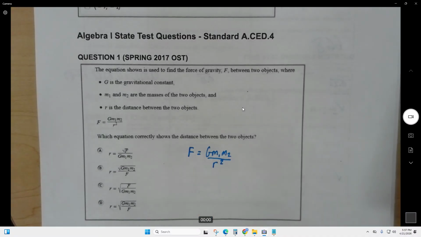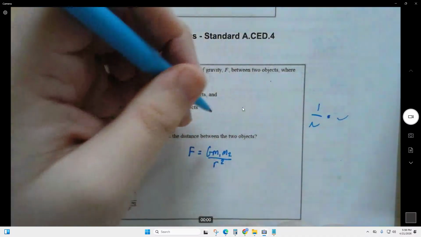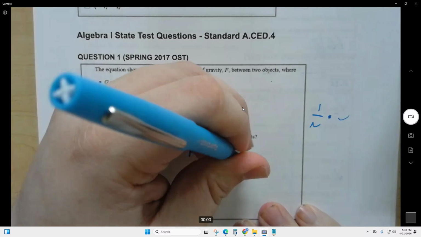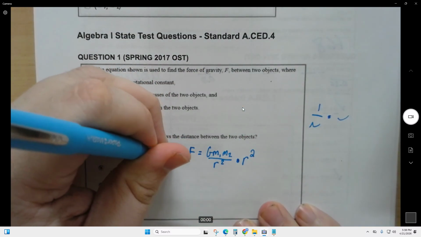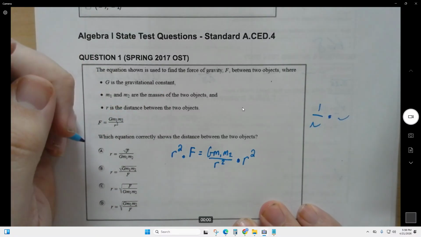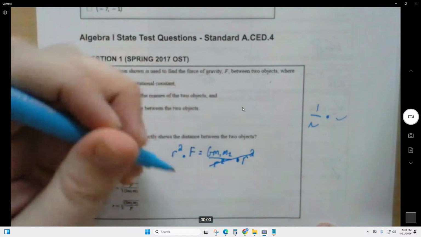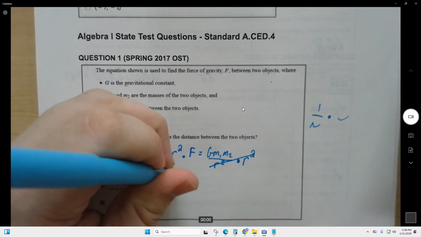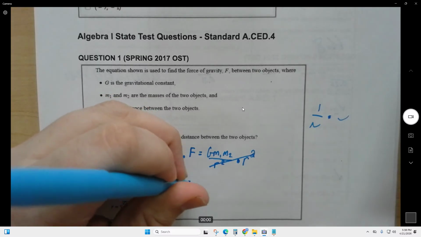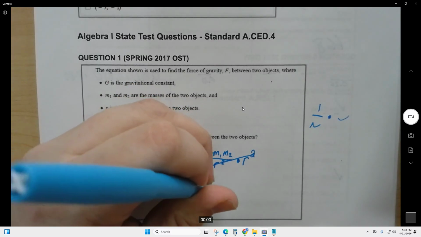So first thing we want to do is we want to get R squared out of the denominator. Okay? We're trying to get R by itself, so R can't be in the denominator. How do we get it out of the denominator? Well, to get 1 over something out of the denominator, you have to multiply by that something. Okay, so let's multiply both sides by R squared. Because remember, what you do to one side, you have to do to the other side. We're not changing the value of anything, we're just rearranging. This R squared and this R squared will cancel out. That leaves us with F R squared equals G M1 M2.